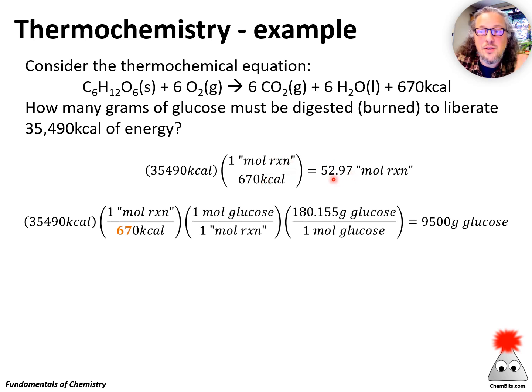So then we're off to the races, right? Now we just need to do, here's this first part, get us to moles. Use the balanced chemical equation to convert moles of what we know, reaction, to moles that we're interested in, glucose, and now get from moles of glucose out to grams of glucose, which is what we wanted. Again, we're stuck with 2 sig figs because of this 670 number. So 9,500 grams or 9.5 kilograms of glucose needs to be burned or digested in order to liberate that much energy.